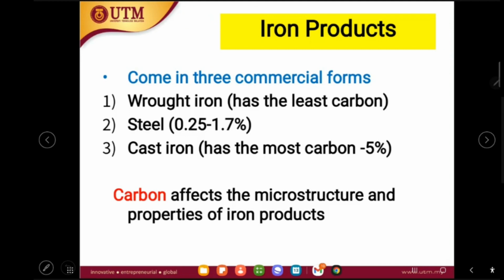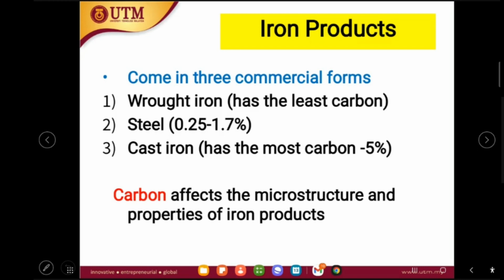So the iron products normally come in three forms. The first one is rough iron, then steel, and the last one, cast iron. The difference between these is the content of the carbon. For the rough iron, it has the least carbon content, while steel has about 0.25 to 1.7 percent, and cast iron has the most carbon.